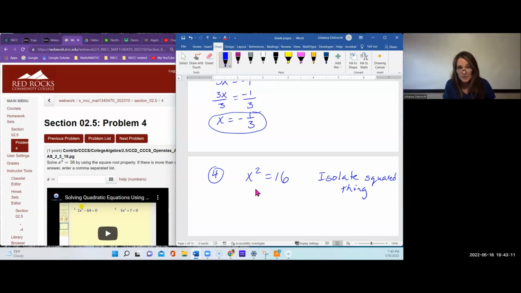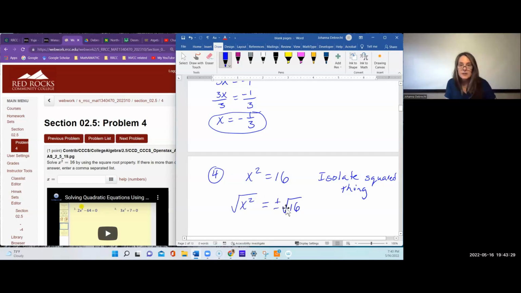We don't know if it was positive to start with or negative to start with because it got squared and lost that information. Everything squared is always positive. So now we take the square root of both sides. The side without the variable gets a plus or minus.